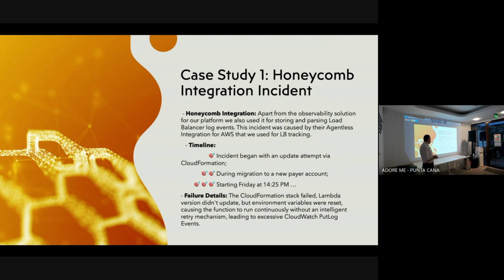The second one, we were also in a transition to migrate the paying account, the central account. That's an important second point there. And of course, it had to start on Friday because that's the best time to do migrations and tests. The failure details are presented there. The CloudFormation stack failed, of course. The Lambda version didn't update, so we went home happily. It failed, it's not our fault, we start Monday. But of course, the environment variables were reset, and we didn't look there, so we paid the price. Big time.